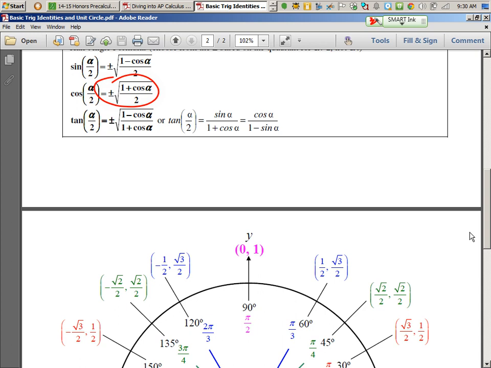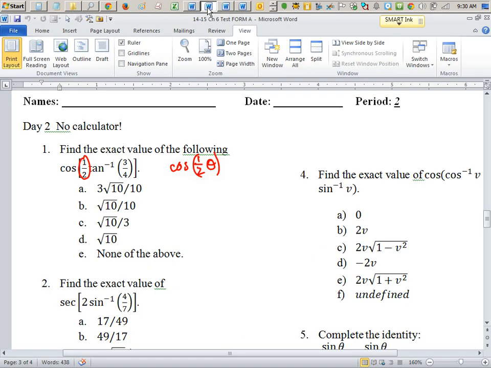Okay, so let's go back to our test here. Let's draw a little picture of this tan inverse 3/4 thing. So what this is saying is, we're at the point 4, 3. That's why tangent's 3/4. Obviously this would be 5. It's a 3, 4, 5 triangle.